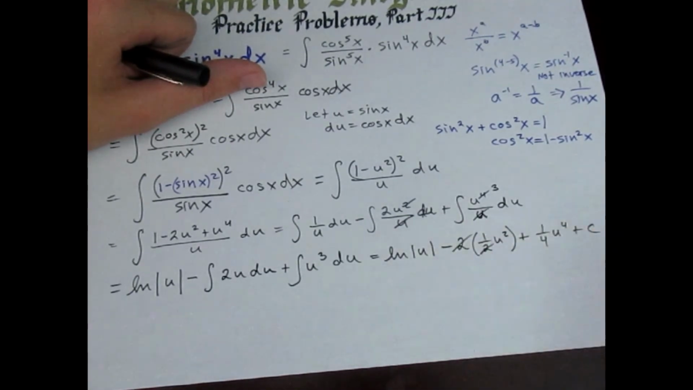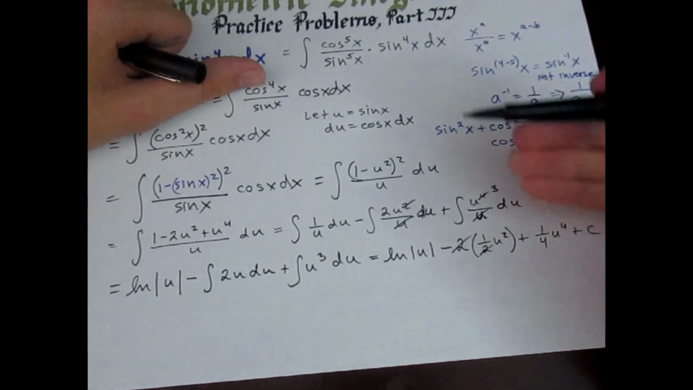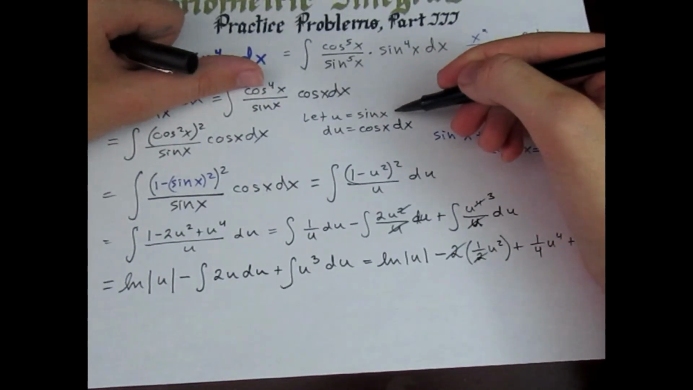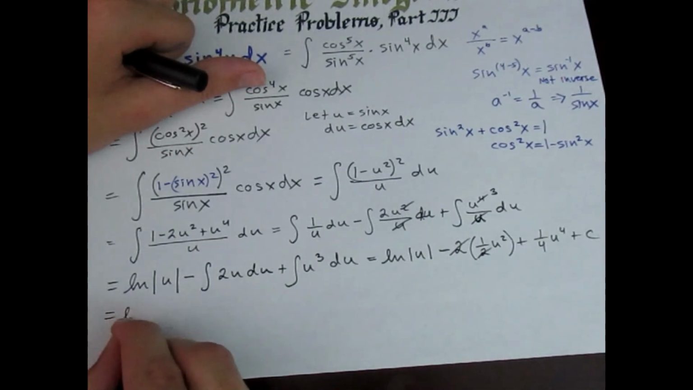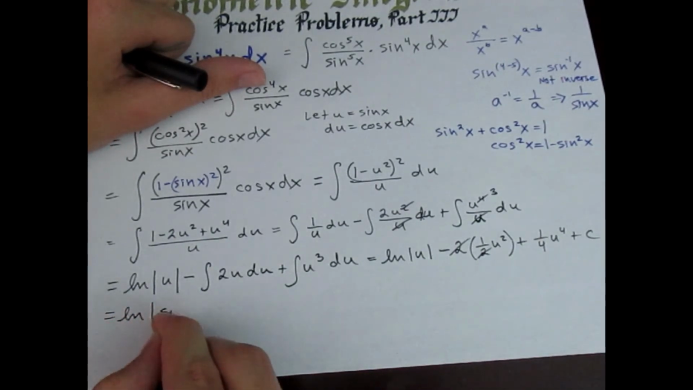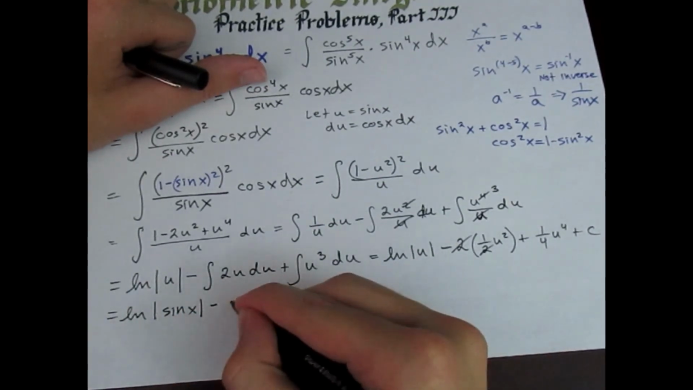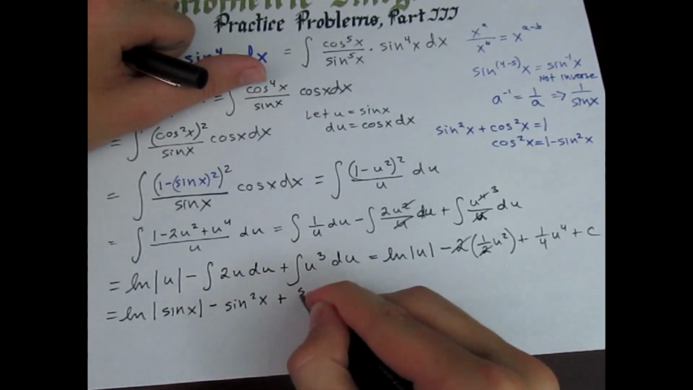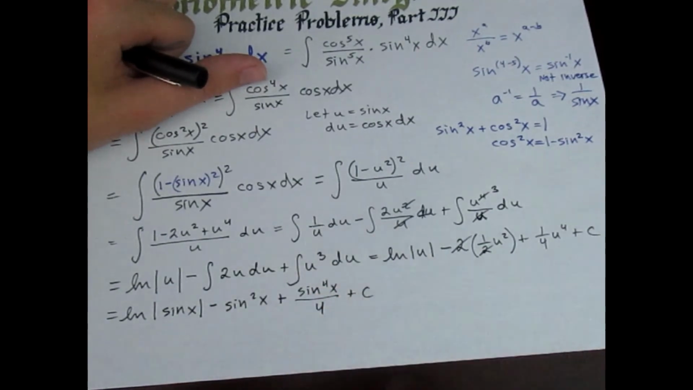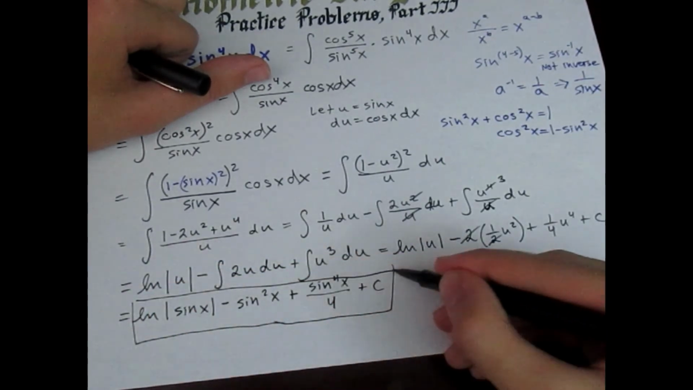Now 2 over 2 just cancels. Now we have to go back and substitute back in for u. We said that u was sine of x, so let's go ahead and make the substitution back, and that equals the natural log of the absolute value of sine of x, minus sine squared x, plus sine to the 4th x over 4, plus c. And that is the answer right there.